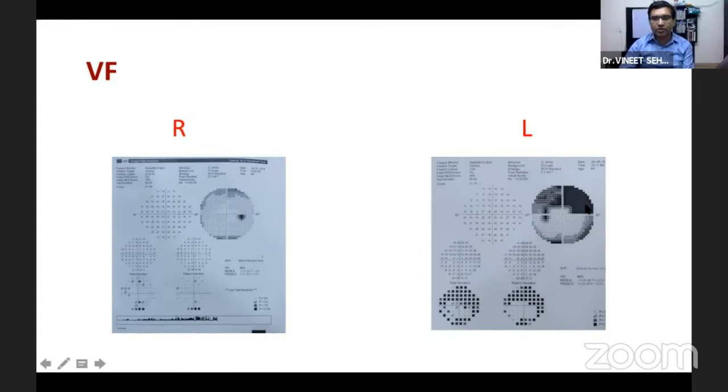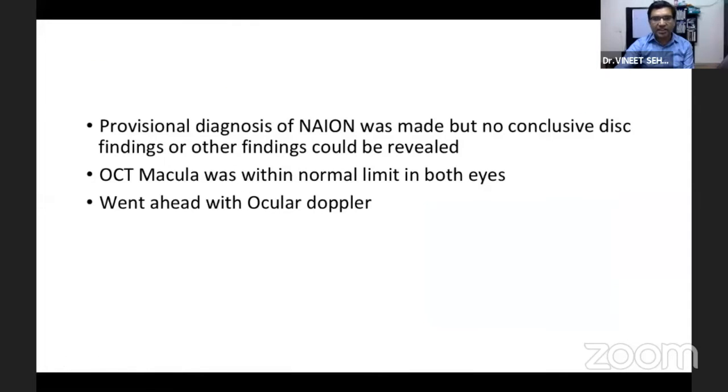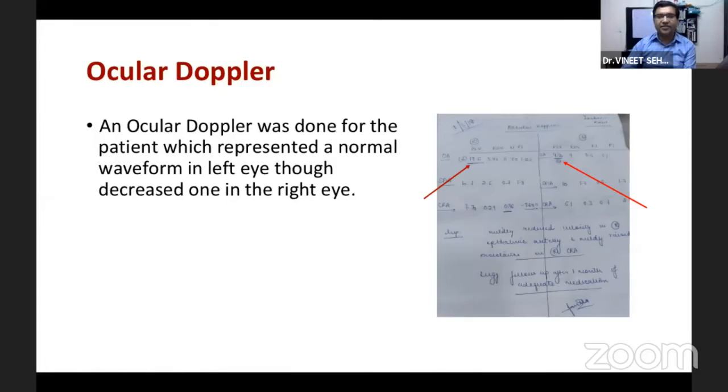You can see the arcuate scotomas. So I was not very clear why this has happened. When I saw the optic nerve, it was not so bad. We went ahead with the ocular Doppler studies, and it also has not given us much of an idea why this is happening. The peak systolic velocity of the ophthalmic artery was much higher. So I thought that this cannot be because of the glaucoma.